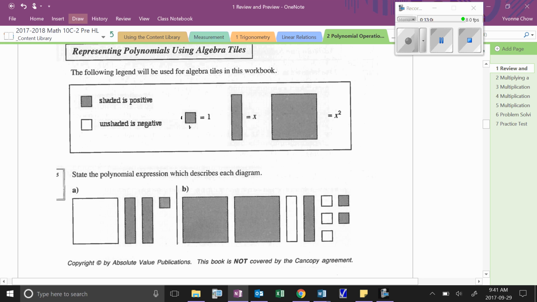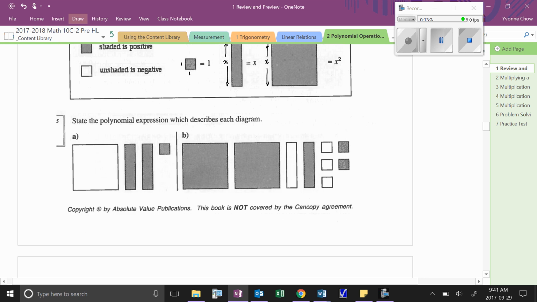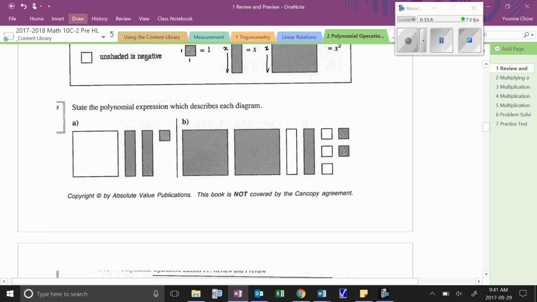So this is 1 unit by 1 unit. This is 1 unit by, I don't know what the length is, so it's 1 times x, which is x, whereas this measures x by x, which is why we have an area of x squared. Okay, so the polynomial expression, which describes each diagram.